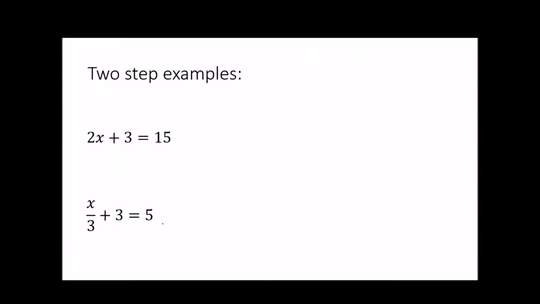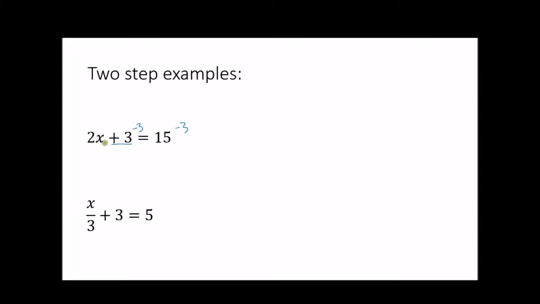Now moving on to some two-step examples. With two-step examples, all you have to do is follow the order of operations in reverse again. You do one operation first, see what you've got left, and then you look at the other one. So 2x plus 3. The first operation I'm going to look at is the addition. So I've got plus 3 here. The opposite of that is to subtract 3 from both sides.